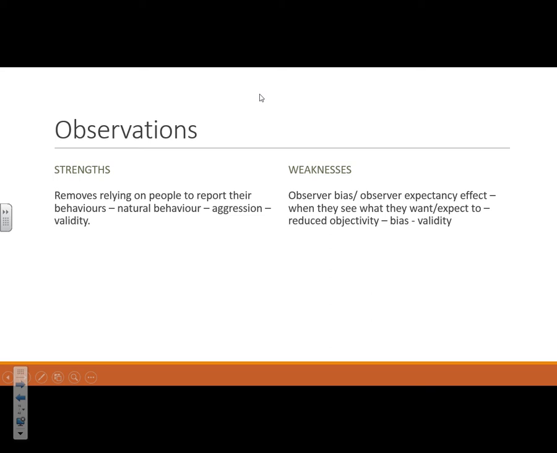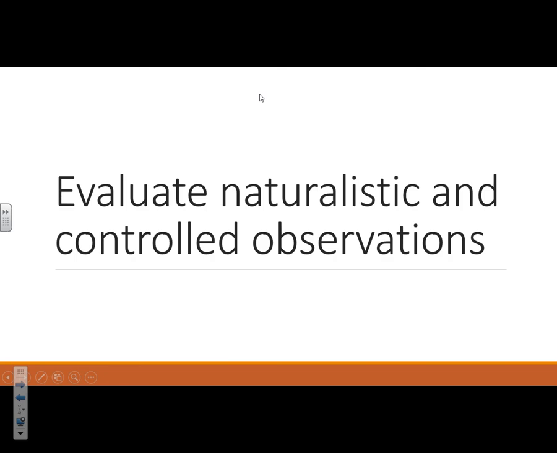pushing, so aggressive. And it's because observers expect to see those behaviours, or they're biased, that's what they want to see. And of course this reduces objectivity, which leads to bias and therefore reduces the validity as well, which is an extraneous variable. Okay, what I'd like to do now is evaluate naturalistic and controlled observations for me, please. Pause the video.